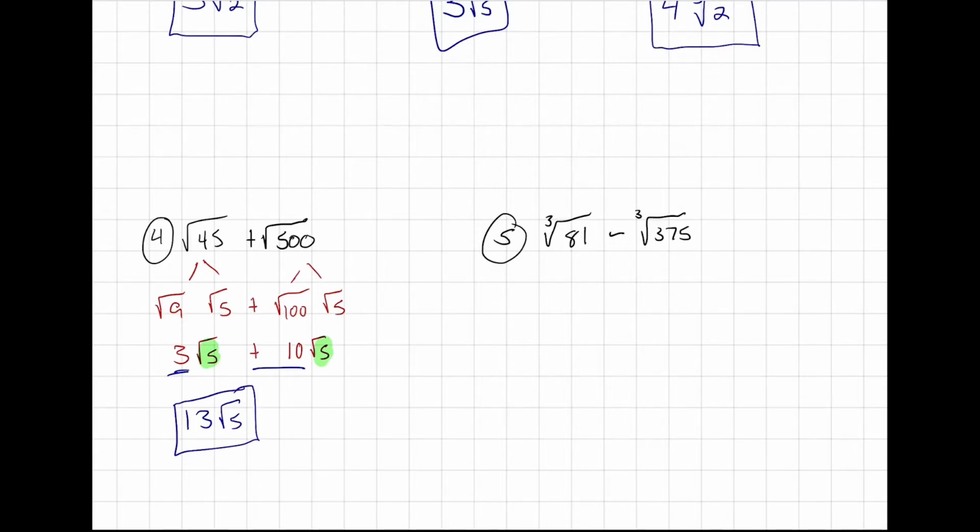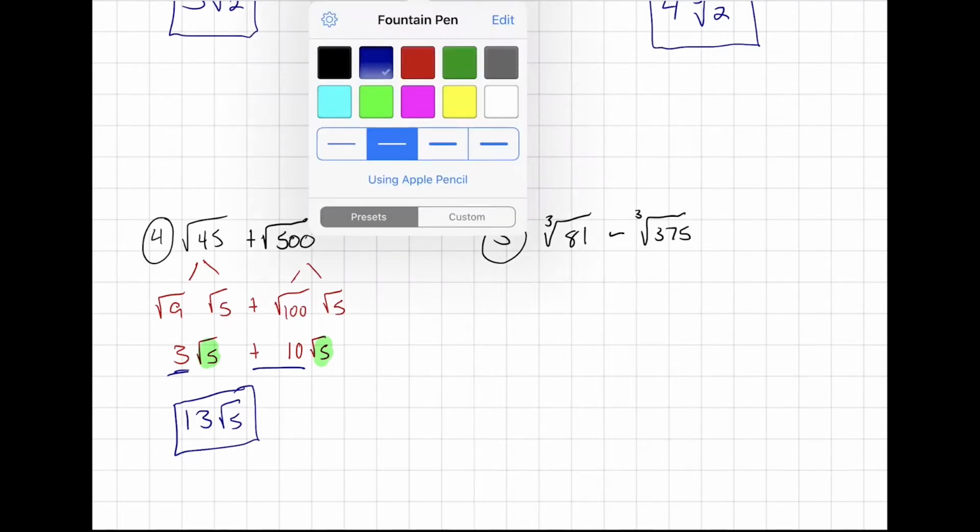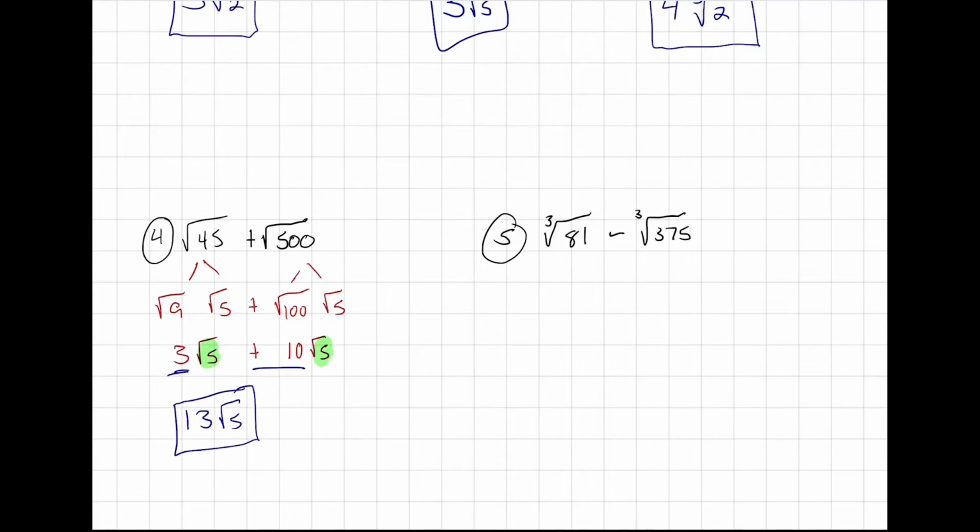Doing the same thing with cubed roots, you can do that. This time you just have to think about what your perfect cubes are again and how we can split that up. Thinking about it, I can split up 81 into the cubed root of 27 and the cubed root of 3. I can split up 375 into the cubed root of 125 and the cubed root of 3. Now that's nice because you can see we've still got matching pieces here, which is our goal anytime we're trying to add or subtract crazy radicals.